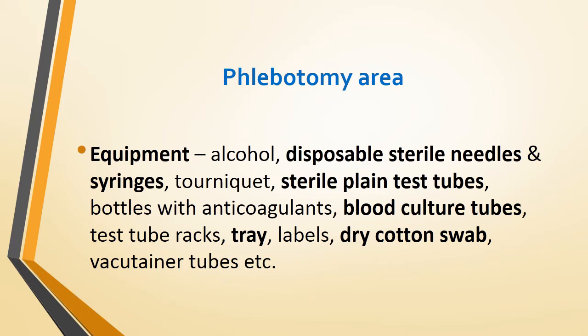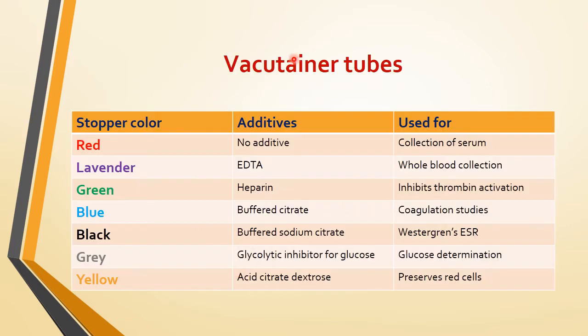So with respect to vacutainer tubes, we'll just go through what the different colored vacutainers indicate and for what purpose it will be used. Red color, the stopper color, that is the cap of the vacutainer color is indicated here. The additives indicates the respective anticoagulant present and for what purpose these colored containers are used. Red color means no additive, it is used for the collection of serum. Lavender means it is having EDTA, it is used for the whole blood collection.